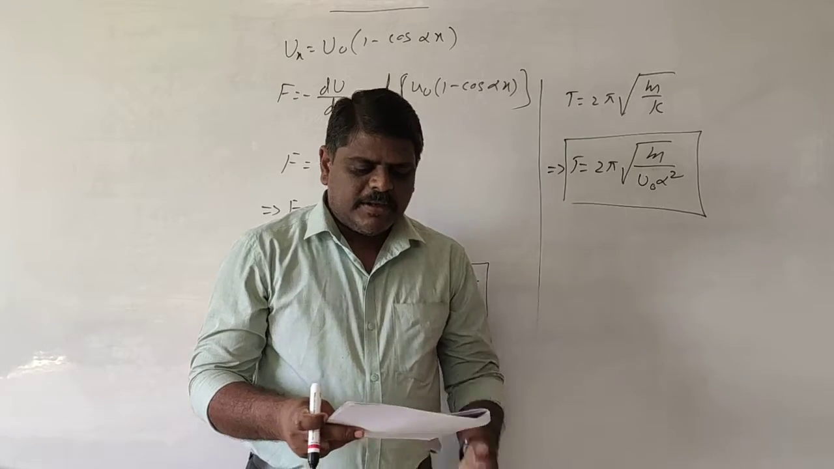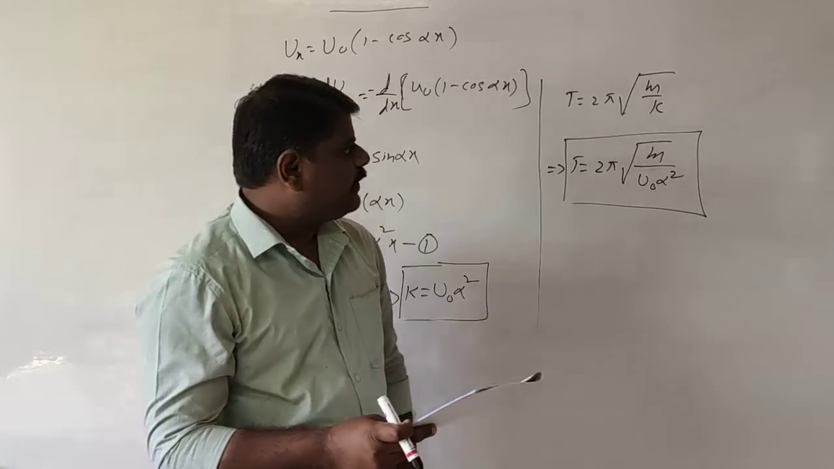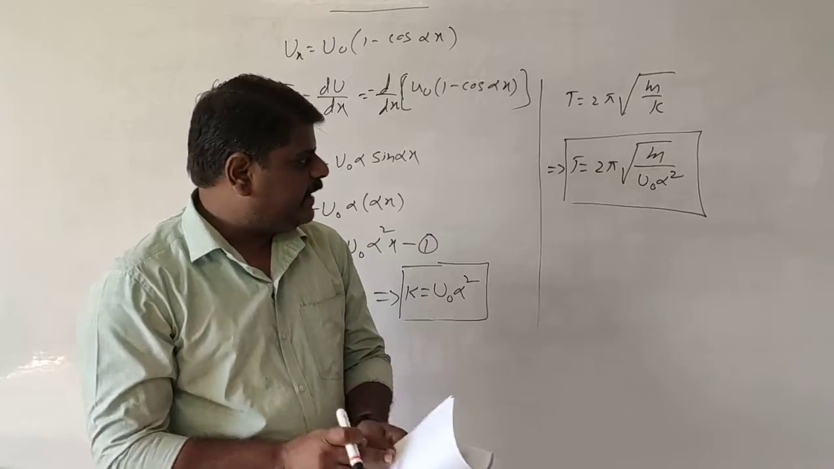So which formula is correct? The third option is correct: 2 pi into under root of m by U0 into alpha square. So this is the problem.